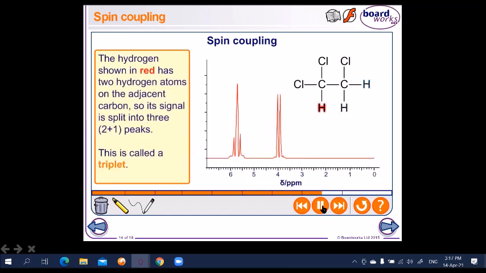And now, if I'm looking at that one, from this perspective, count itself as 1 hydrogen, plus the 2 hydrogens that belong to this carbon, which is the adjacent carbon to that carbon. Then we get the split, the triplet, the splitting of the peak into 3 little smaller peaks.